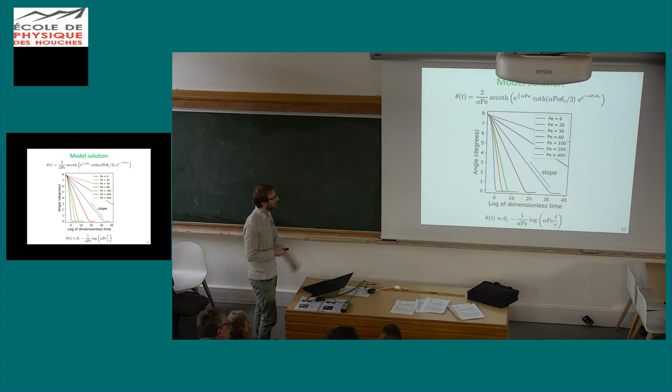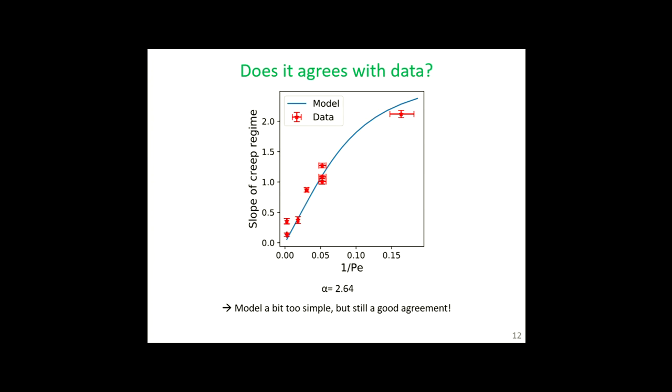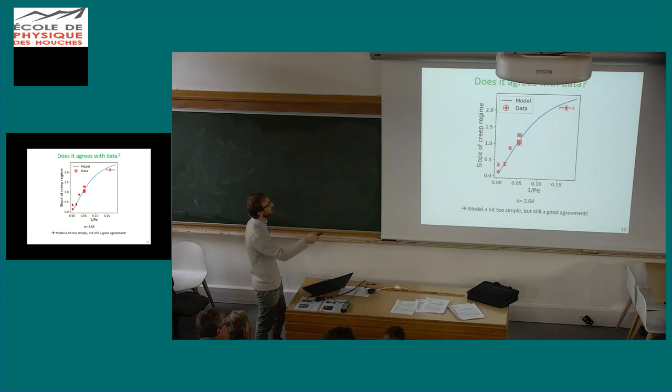To compare the model with the experiment, we measured the slope in the logarithmic regime. The slope should be 1 over alpha Peclet at high Peclet. Here the red points are experimental data, and the blue curve is what we expect from the model. We have one free parameter, this geometrical alpha parameter, and we find a reasonable agreement with alpha equal to 2.64.